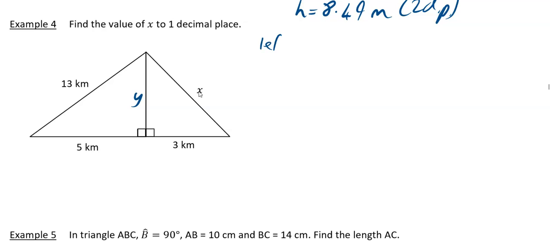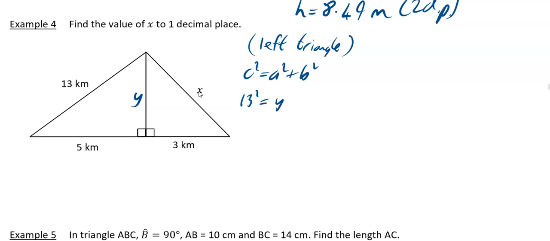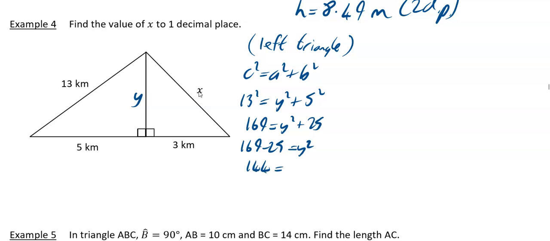So the left triangle I'm looking at, let's just say c squared equals a squared plus b squared. So 13 squared is equal to y squared plus 5 squared, which is 169 is equal to y squared plus 25. And then 169 minus 25 is equal to y squared, which means 144 is equal to y squared, which means y is equal to the square root of 144.